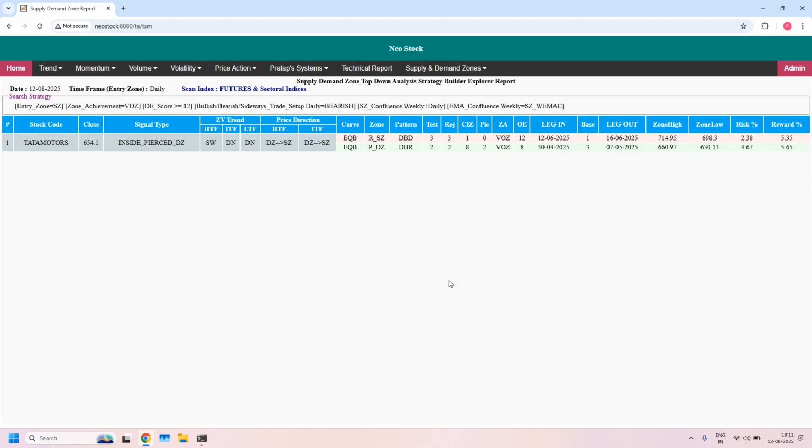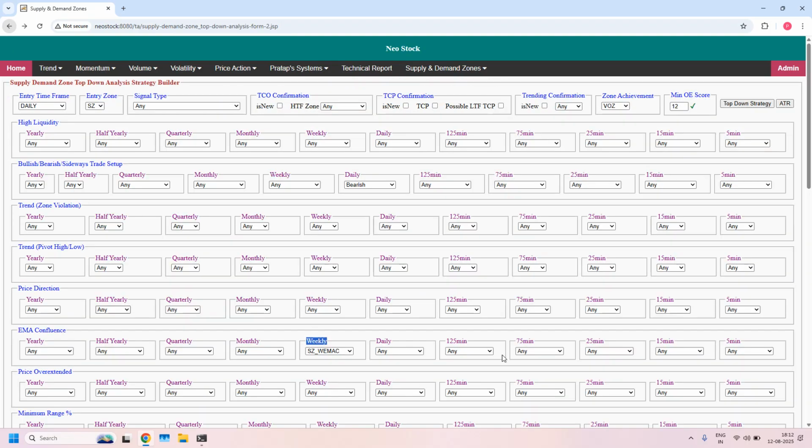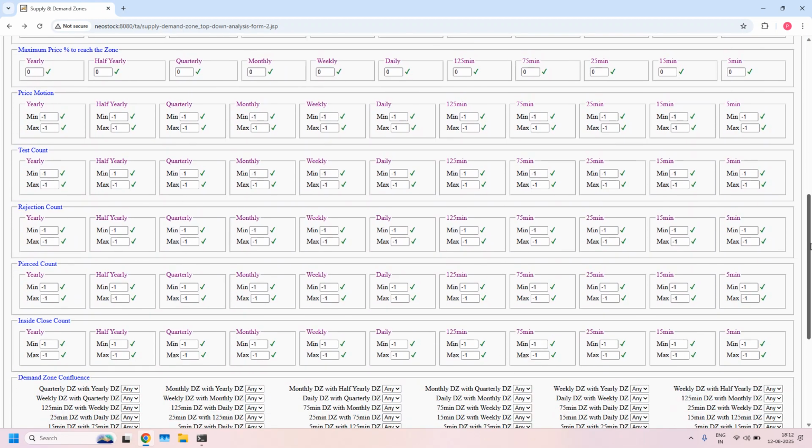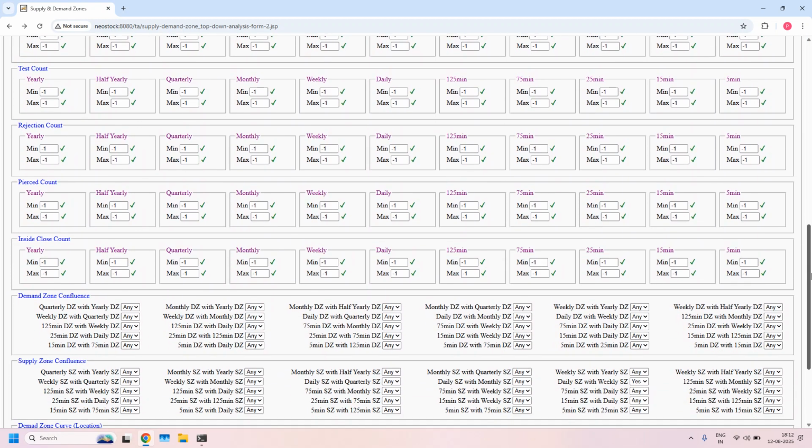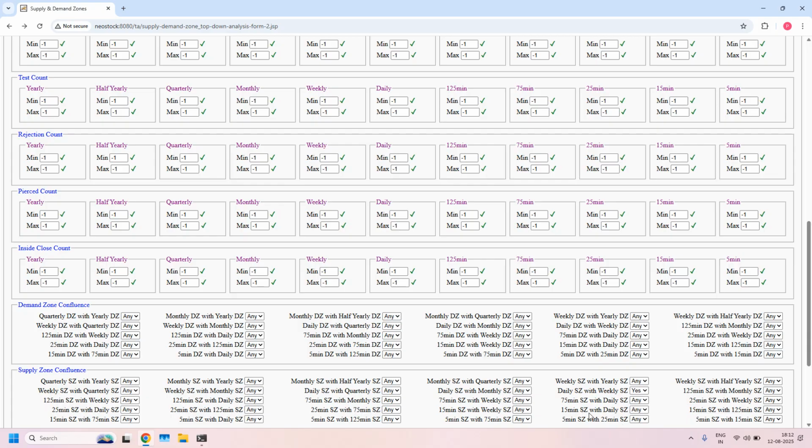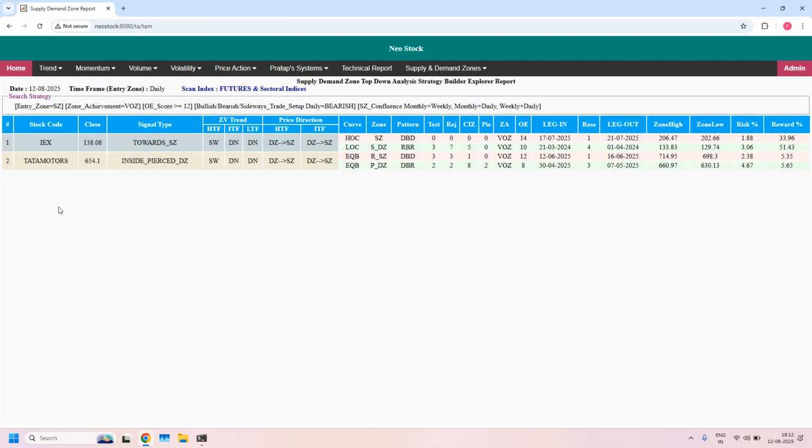Okay, next combination is LTF, ITF, HTF, demand zone confluence and HTF EMA confluence. So I am removing ITF EMA filter. In the supply zone confluence, 3 filters we have to set. First filter is daily and weekly supply zone, already enabled. Next, daily and monthly supply zone confluence, weekly and monthly supply zone confluence. With all the 3 filters, we got 2 stocks.